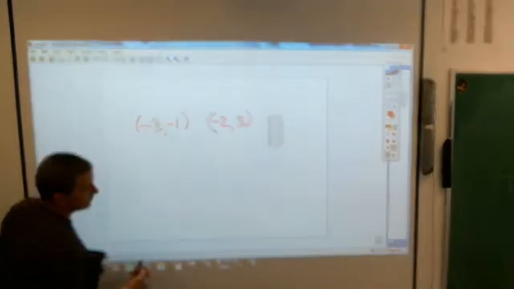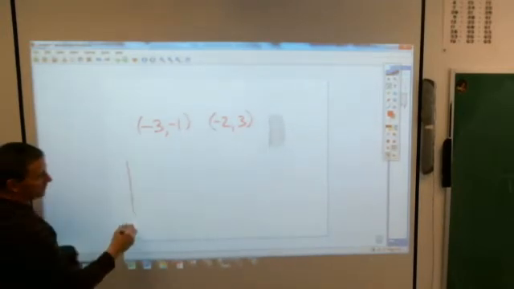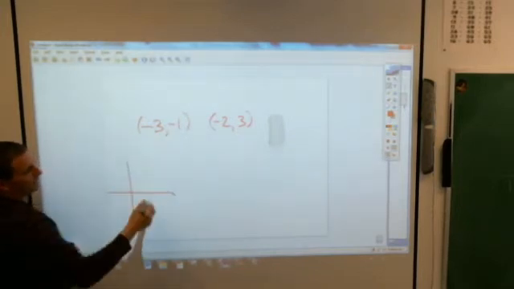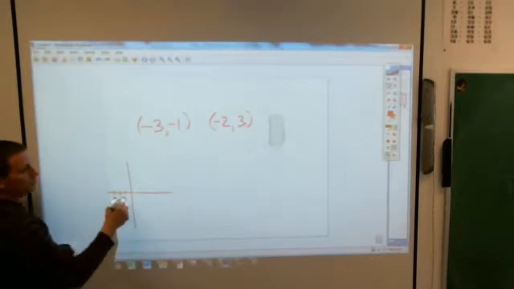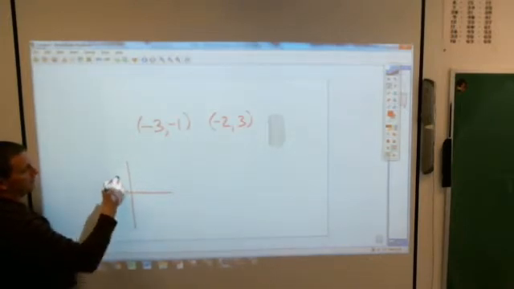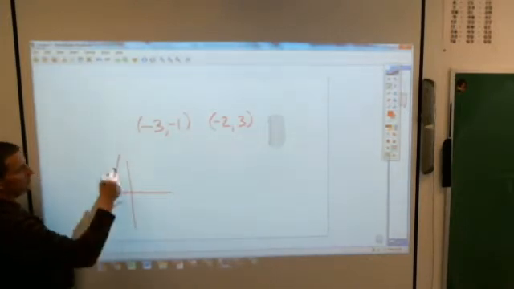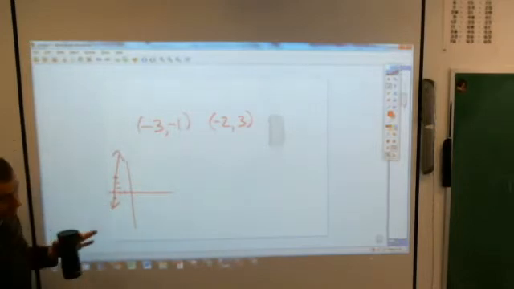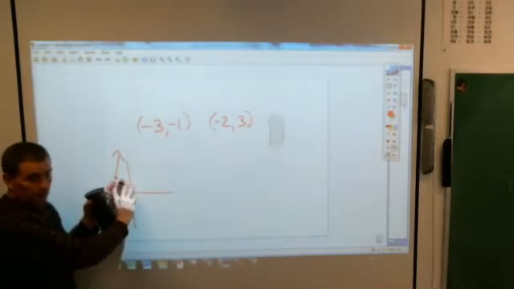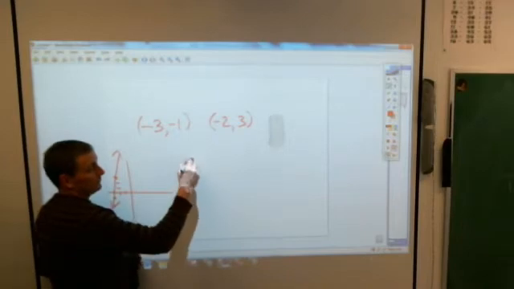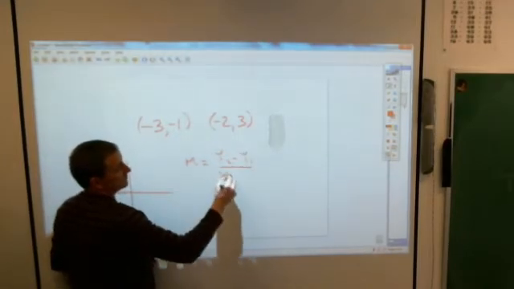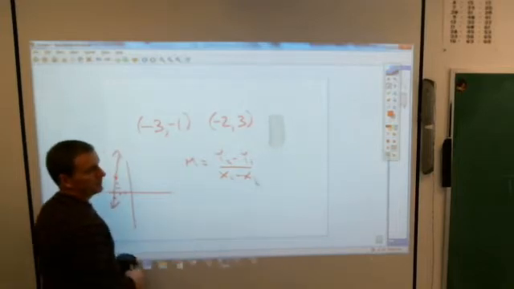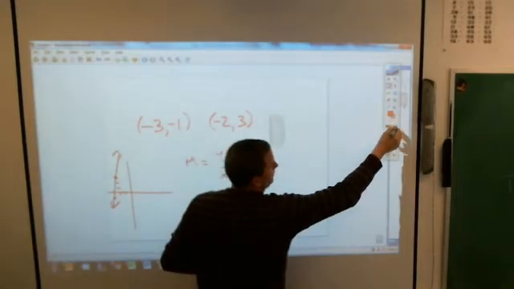Right. So, basic is just, you don't have to do this. Here's what I'm looking for. I got -3, -1, 1, 2, 3, -1, and I've got -2, 3. Here's my line. I'm looking for the slope of that line. You don't have to do this, I'm just showing you what the line would look like. So you write down your formula, slope equals y sub 2 minus y sub 1 over x sub 2 minus x sub 1. Okay, that's my little formula.